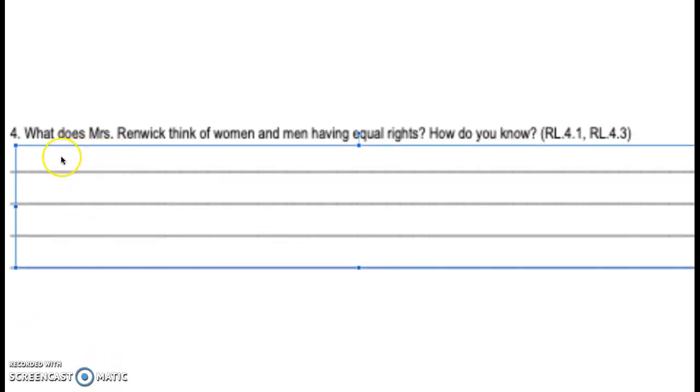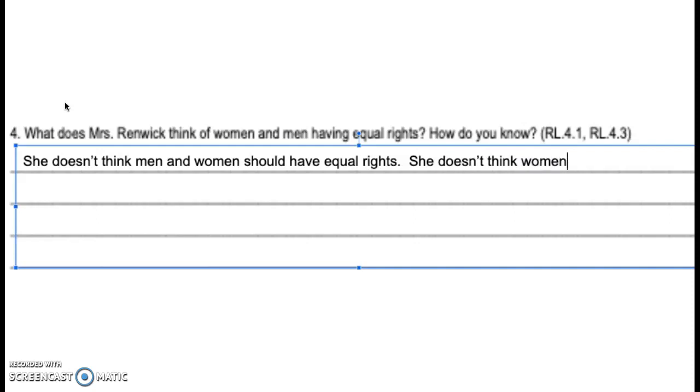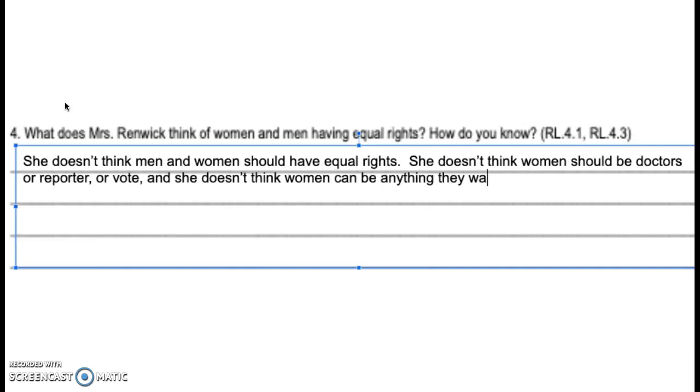Okay, let's go ahead and answer number 4. She doesn't think men and women should have equal rights. She doesn't think women should be doctors or reporters or vote. And she doesn't think women can be anything they want to be.